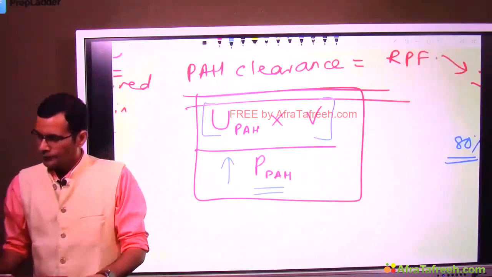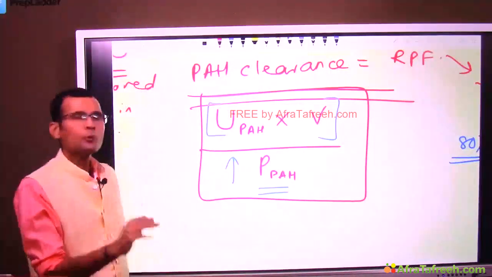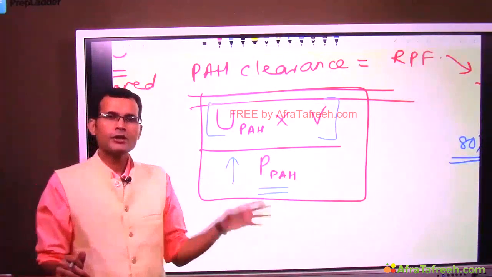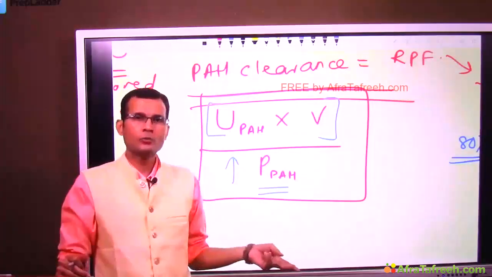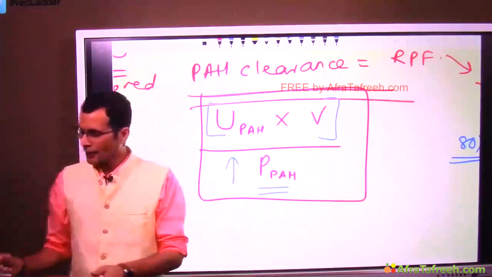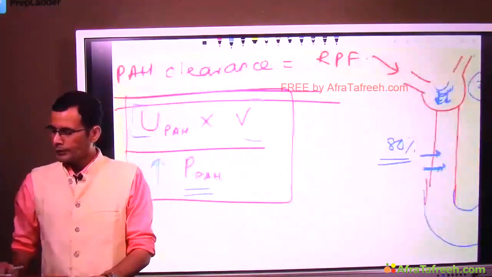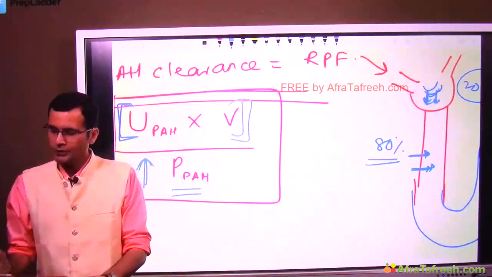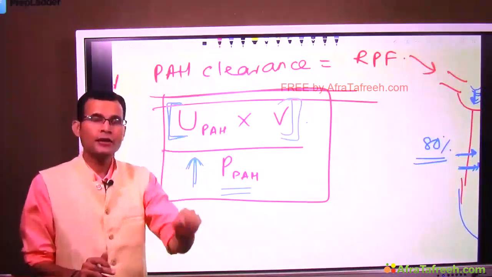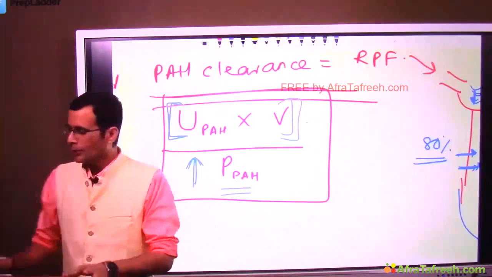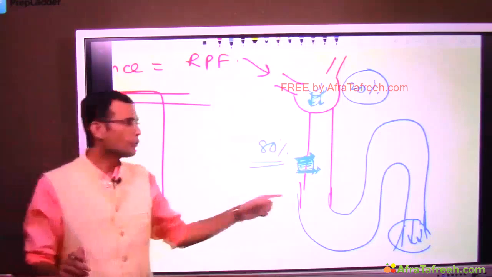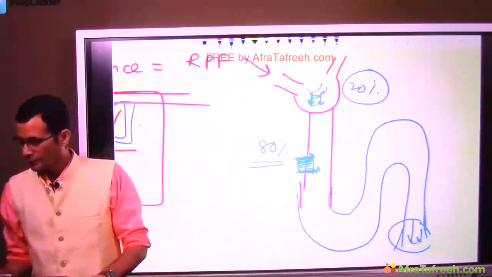But then, let's go step by step. First, technician gave twice the recommended dose by mistake, by wrong calculation. So plasma level increased. Then what about the numerator? Numerator is total excretion rate. That also can increase. You know why? Because 80% of PAH coming into the urine is coming by tubular secretion.